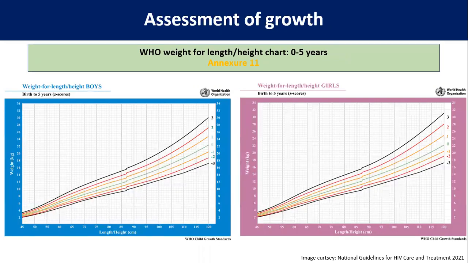This is a weight for length or height chart between 0 to 5 years. Here we can classify the malnutrition, whether the child is in severe acute malnutrition, moderate acute malnutrition, or is growing properly. Next.